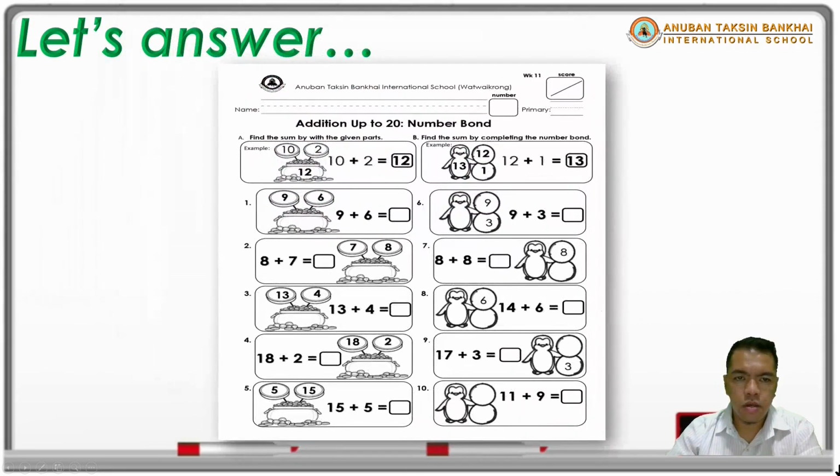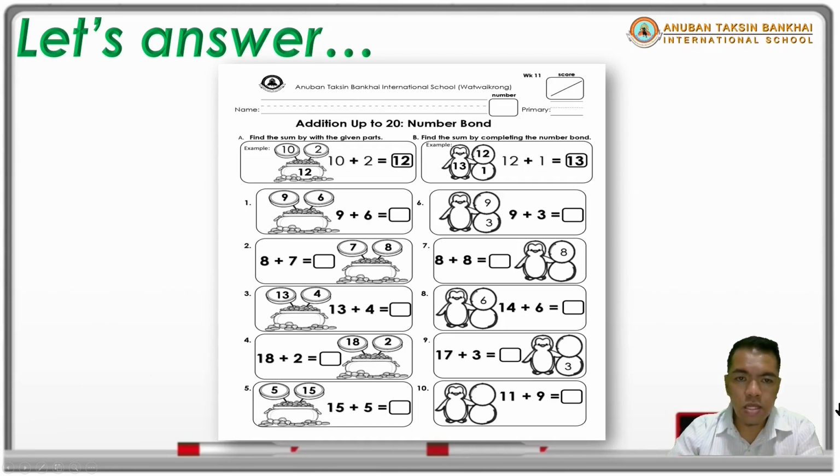Let's answer your worksheet. Write your name in English, your number, and primary level 1, then your section. Do not write anything on your score. Okay? Do not write anything here.